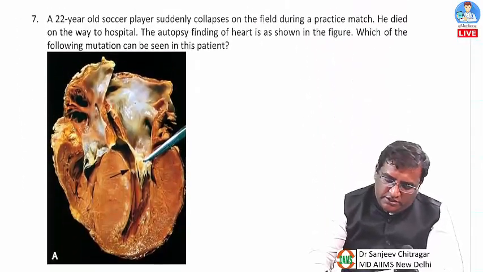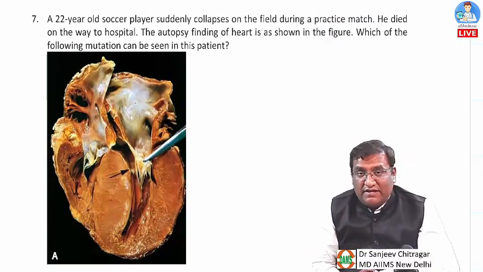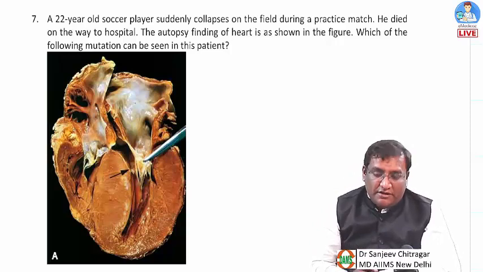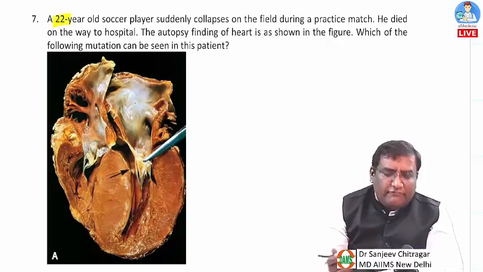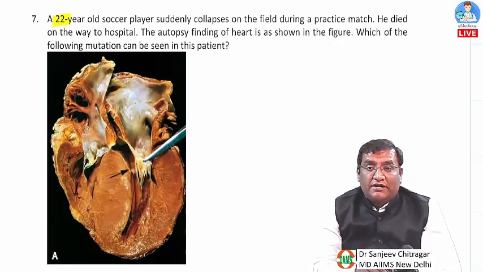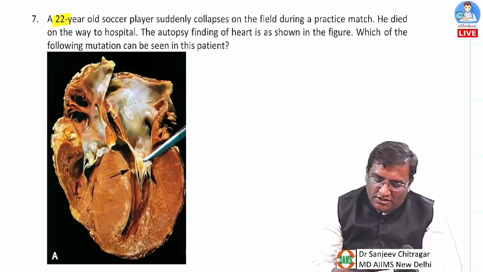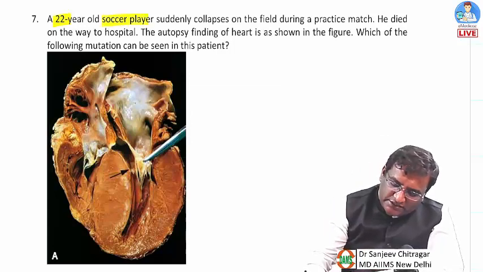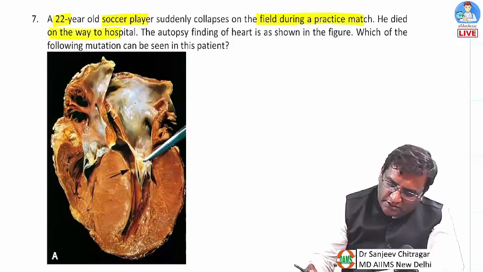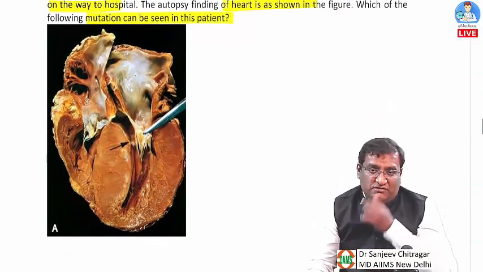Next question, a repeat question of this in CBT as well. Intentionally I kept that repeat. Okay, let us look, a slight variation. Of course, in the exam you sometimes get repeat questions, and the idea here is checking whether you are making the correct diagnosis. A 22-year-old soccer player suddenly collapses on the field during a practice match. He died on the way to the hospital. The autopsy is as shown. Which of the following mutations can be seen in this patient? So only the question changed: it is a mutation.